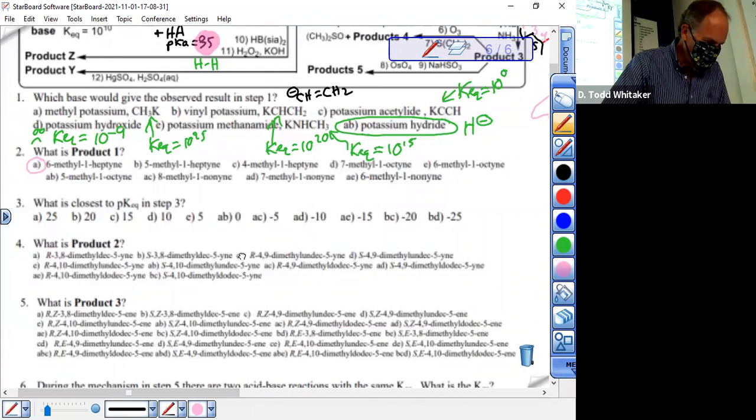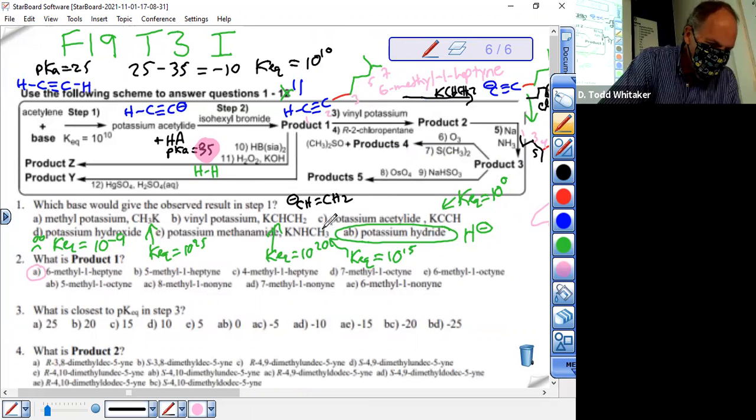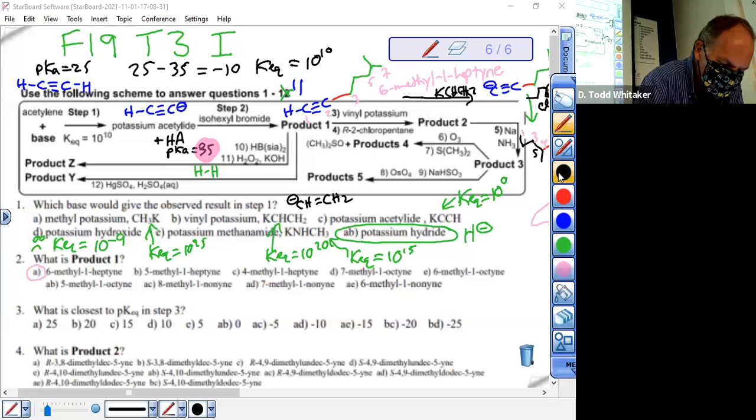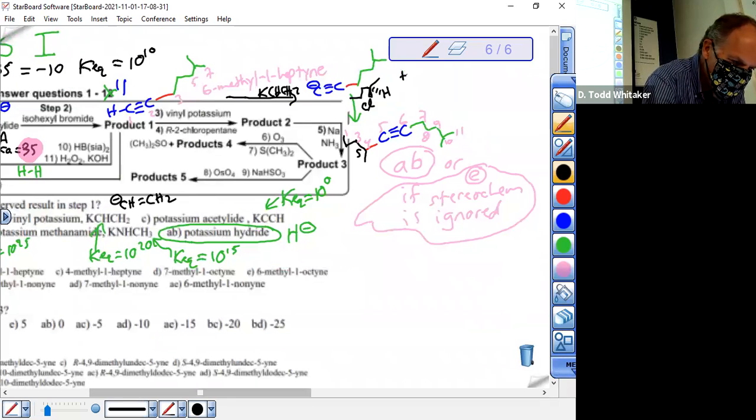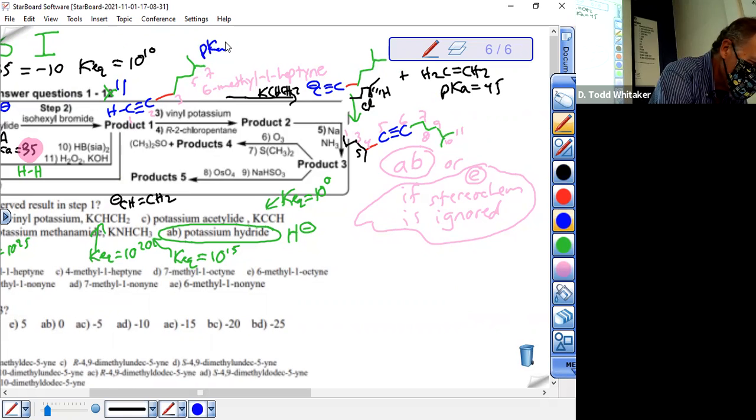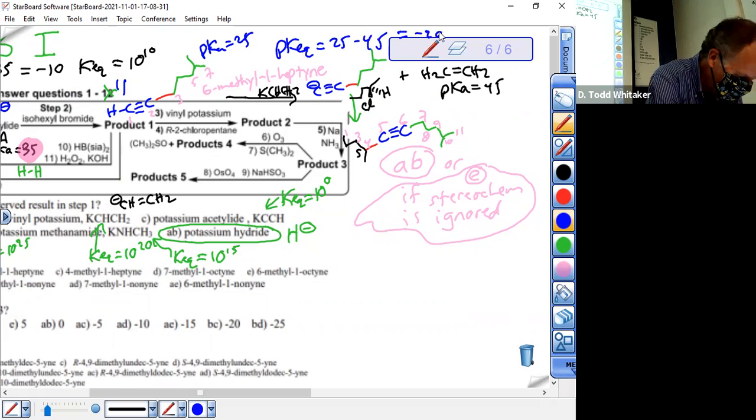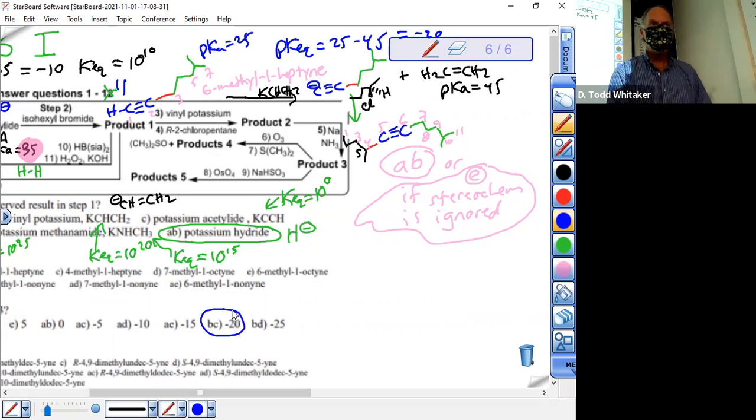That's product 2. Oh, we didn't do pKeq for step 3. Vinyl potassium became ethene. We'll do it right here. Plus H2C=CH2, pKa equals 45, from the alkyne with a pKa of 25. pKeq: 25 minus 45 equals -20. Was it pKeq? Yeah. Right there. BC.